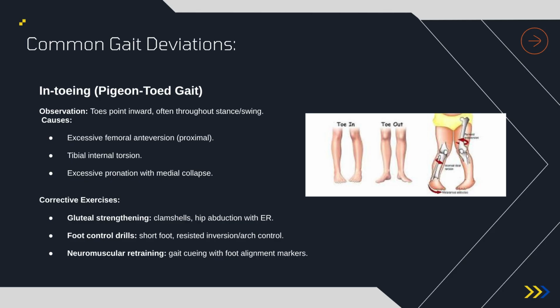Corrective interventions: doing glute strengthening, such as clamshells or hip abduction with bias on external rotation. Foot intrinsic control, such as working on short foot or resisted inversion/arch control. And then neuromuscular retraining, providing tactile and verbal cueing, and also using foot alignment markers to help these patients. In-toeing is usually driven from above the ankle.